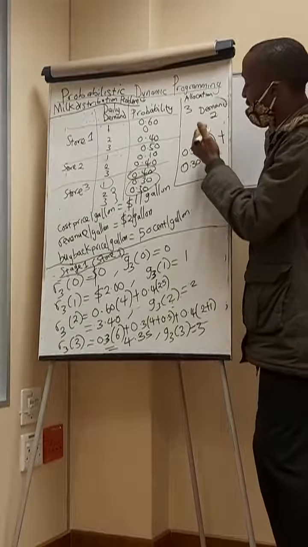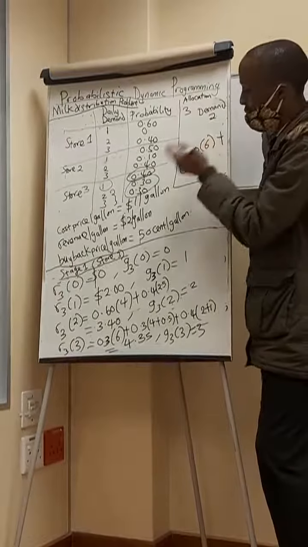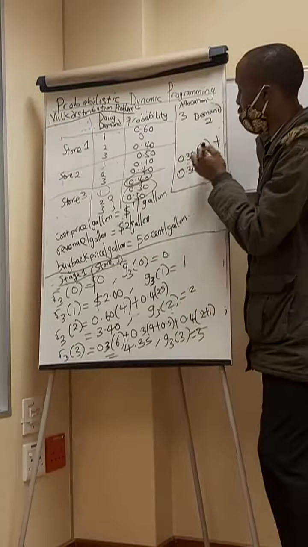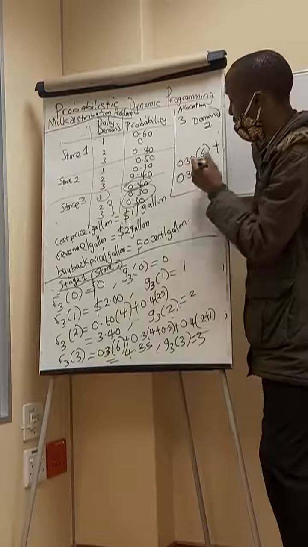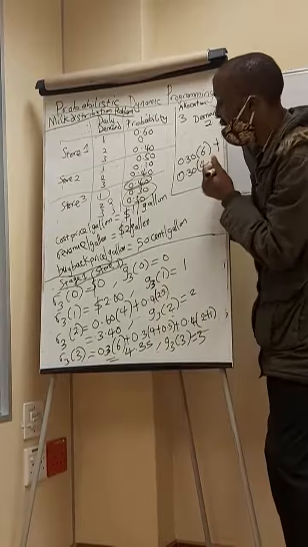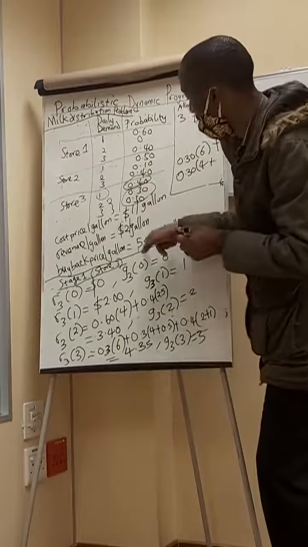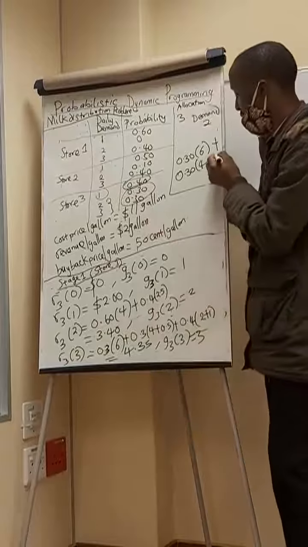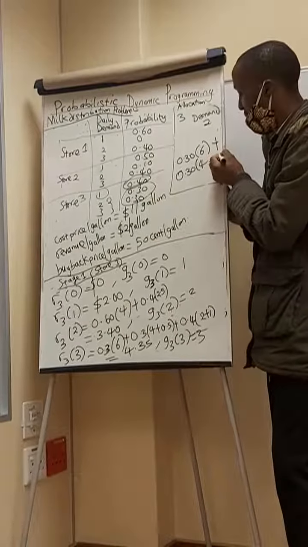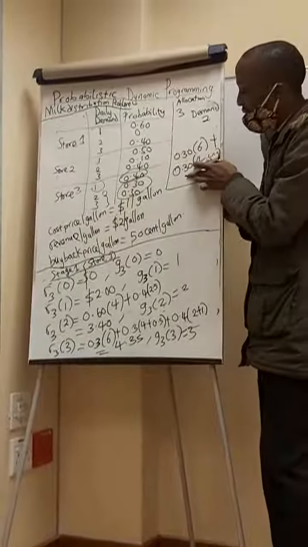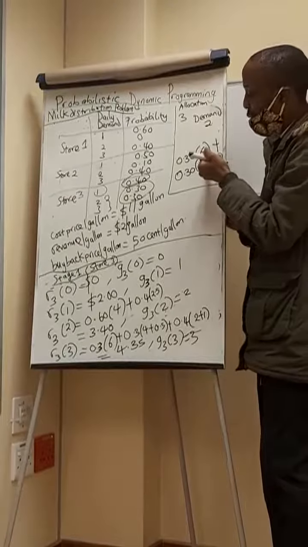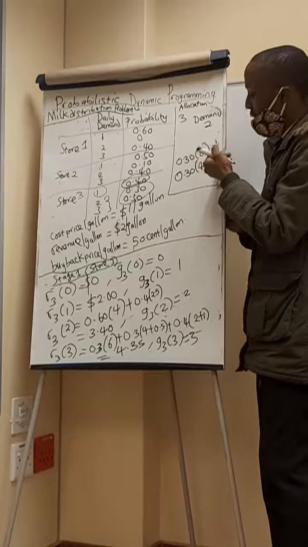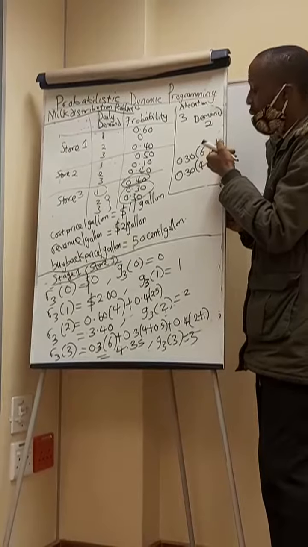So it means that out of this 3, I'm going to sell 2, and if a gallon is $2, that will be 2 times 2, which is 4. So the remaining 1, I'm going to sell it back to the dairy at 50 cents. So that will give me plus 0.5. And there is a 30% chance of this event occurring, of me making a profit of selling 2 and selling back the remaining 1 gallon.